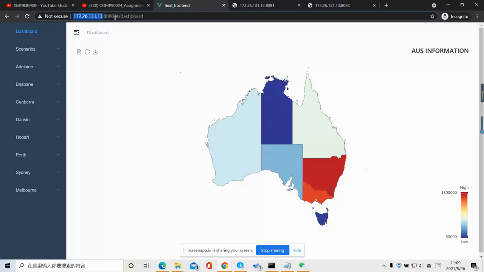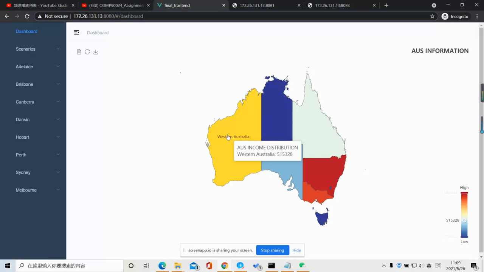172.26.131.13, and we published the container's port 80 to the host's port 8080, and this is the dashboard of our page. When entering this page, it shows a map of Australia, and when our mouse hovers over a certain state of Australia, some data are shown in the box.